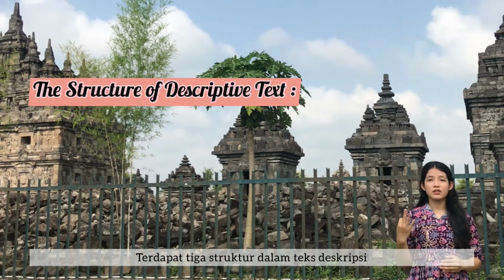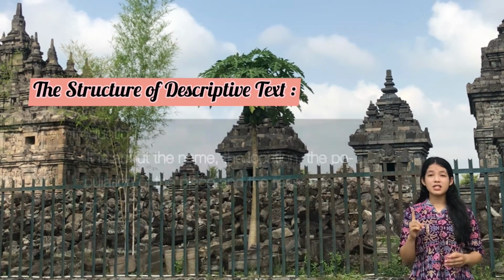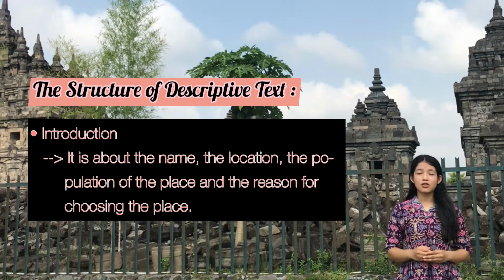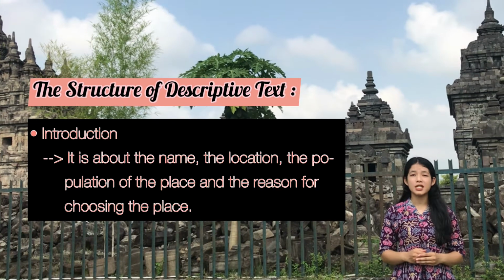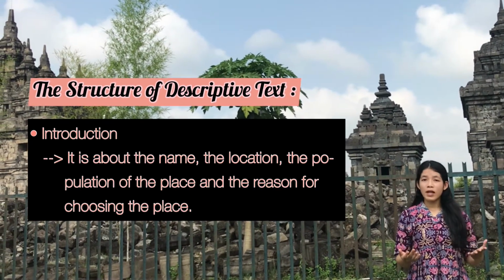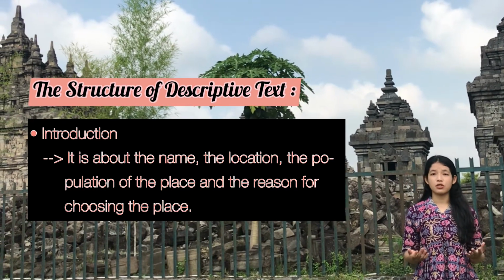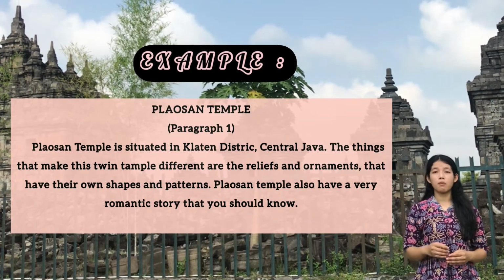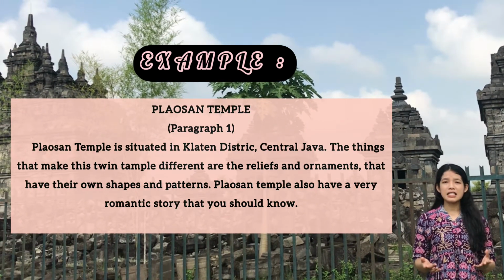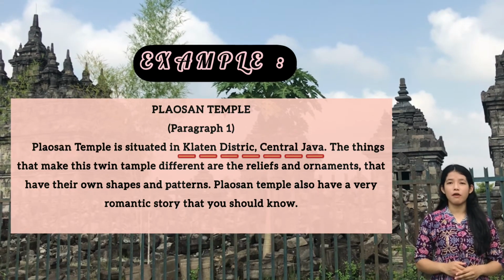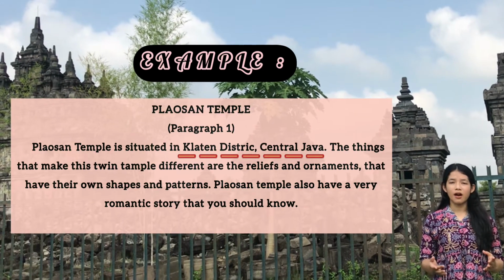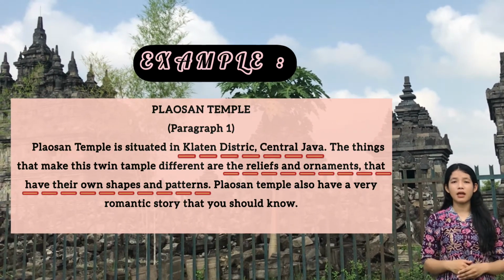There are three structures of descriptive text. First is introduction. It is usually in the first paragraph. An introduction gives brief information about the name of the place, such as where the location is and what makes the place famous or special. Take a look at paragraph 1. It already tells the location of the twin temple is in Klaten district in Central Java. And what makes the temple different from the others are the reliefs and ornaments that have their own shapes and patterns.